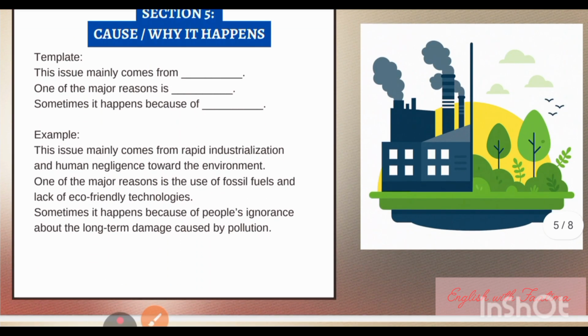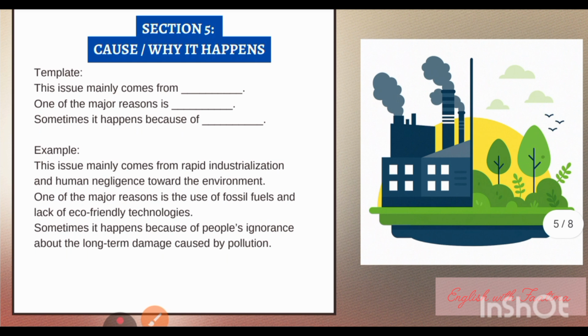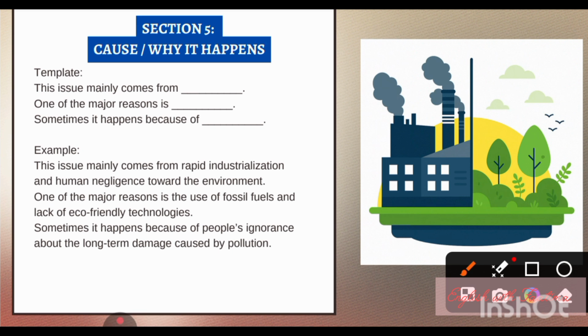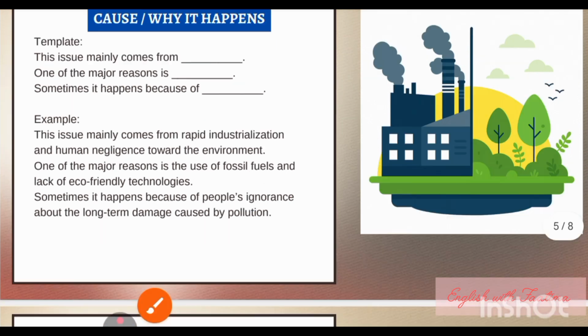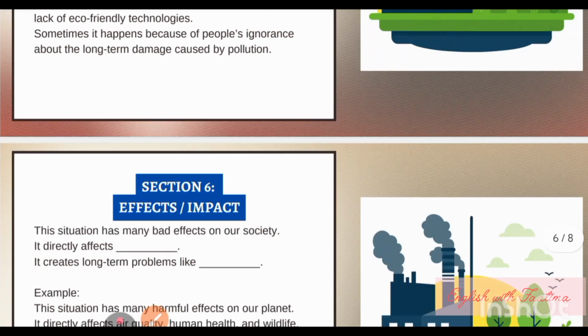And now, if we go into some more details, then we can tell about the causes. For example, this issue mainly comes from rapid industrialization and human negligence toward the environment. You can describe this like one of the major reasons is the use of fossil fuel and lack of eco-friendly technologies. Or sometimes it happens because of people's ignorance about the long-term damage caused by pollution.